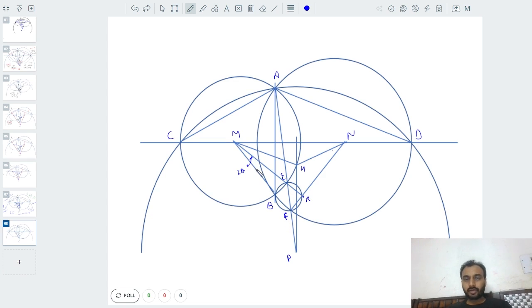Now let's try to find out this angle. As we know, HM is parallel to AD. So if this angle is D, then this is also D. And similarly, AC is parallel to HN, so this angle is also C, right? Now I just want to find out this angle. Again, by angle chasing we can do that.